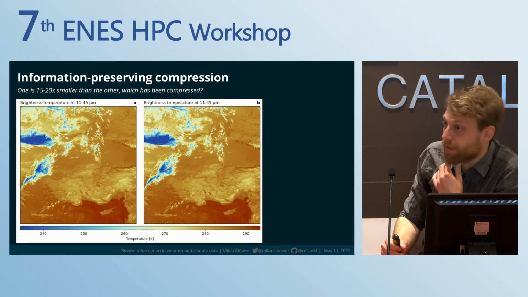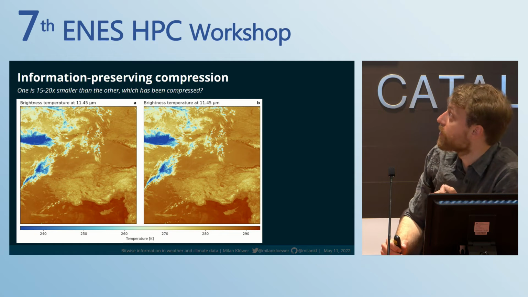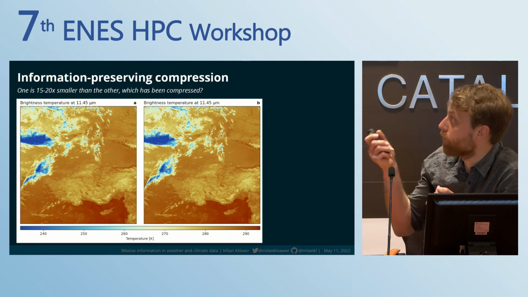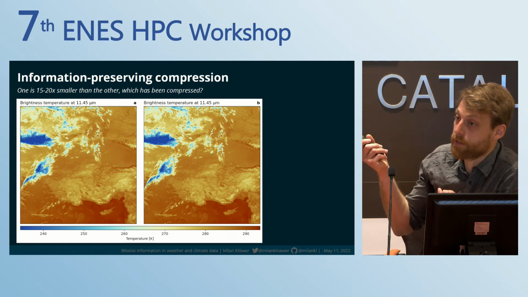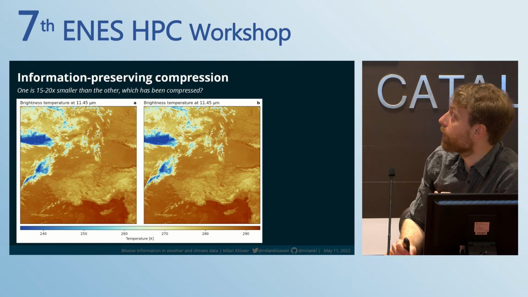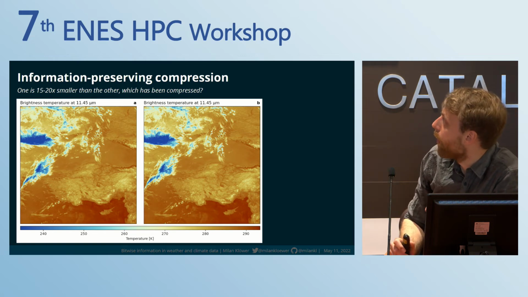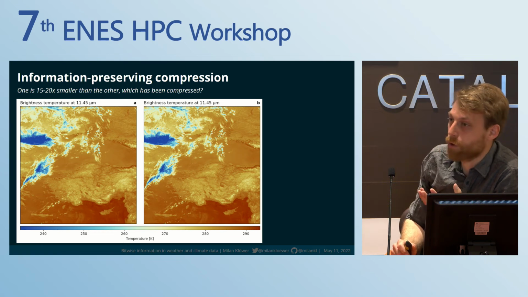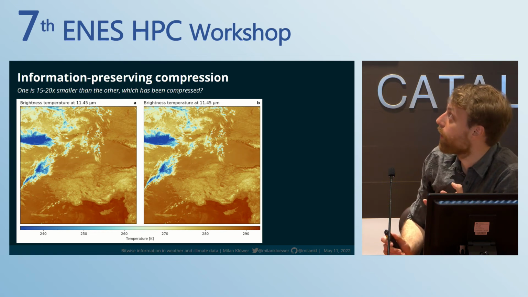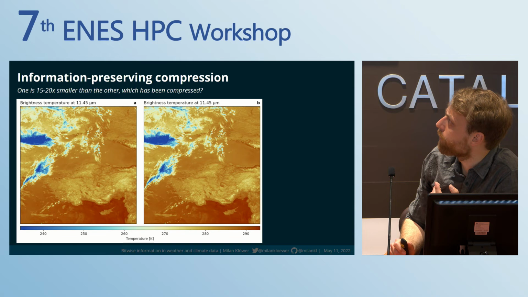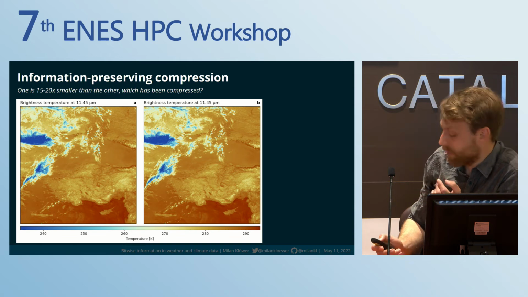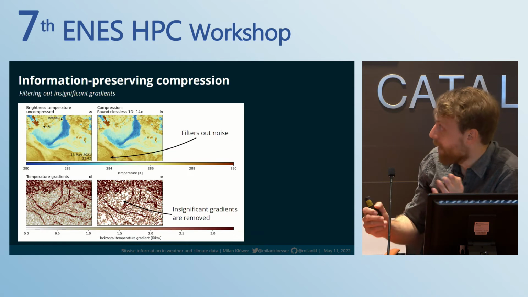This is an example that this also works on slightly different types of data. So one of them is compressed, the other one is not. This is satellite data, brightness temperature, that I think is from the Japanese Himawari satellite. You can see that visually there's no difference that you could identify, but one of them is, I think, 15, 20 times smaller than the other. Basically playing the same idea.